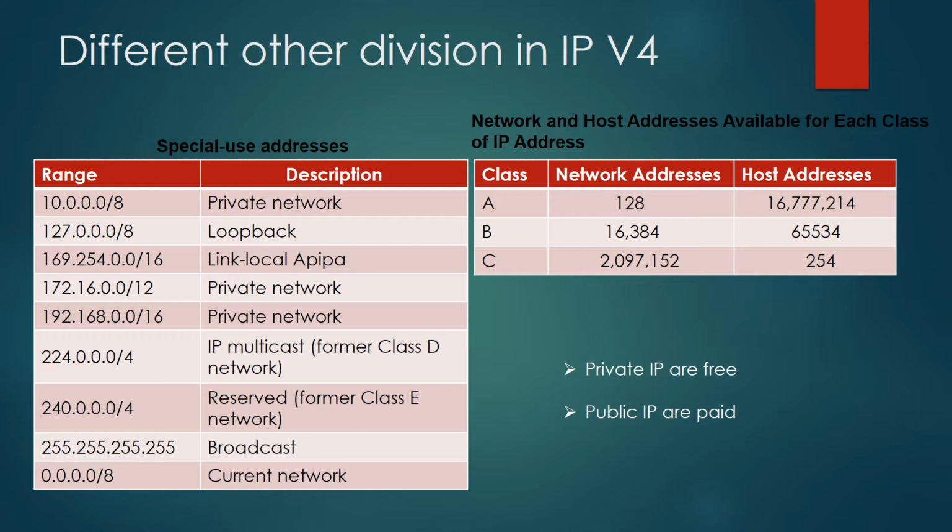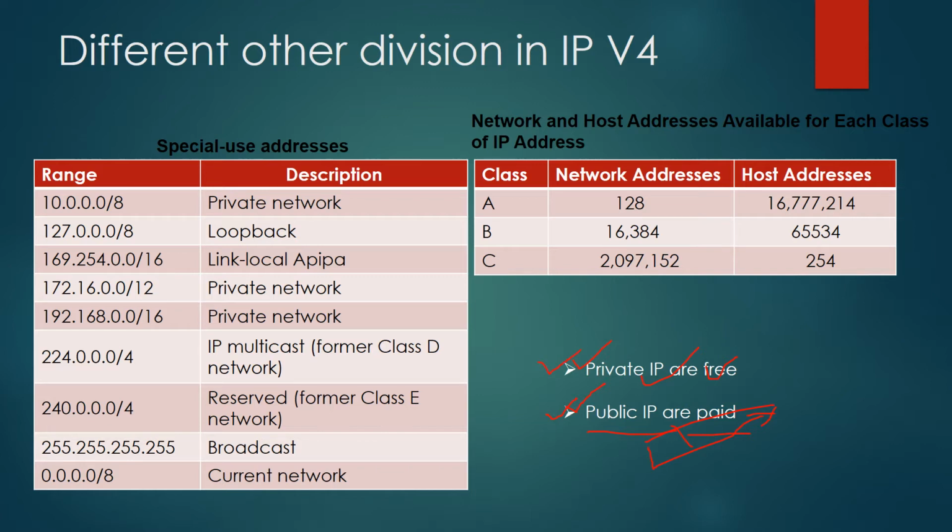First, what is the private IP address and what is the public IP address? Public IP addresses are paid. The IP addresses for which you are paying are called public IP addresses, and the IP addresses which are free for common use, which we are using, a common person using a laptop, are the free IP addresses. The public IP addresses are generally used by company organizations, different organizations and different companies, different sectors. They are paying for this. That's why they have these IP addresses.